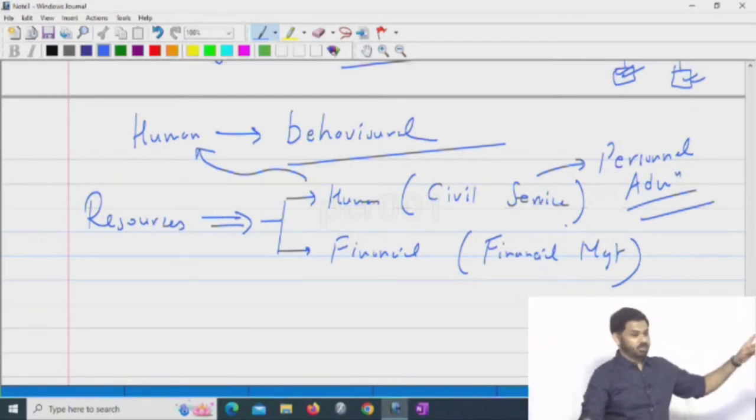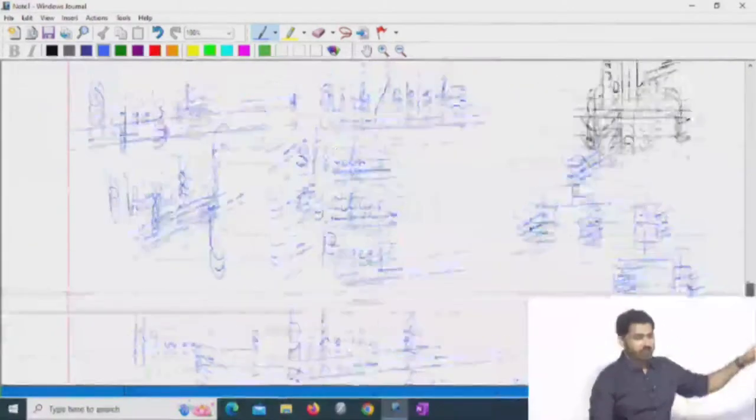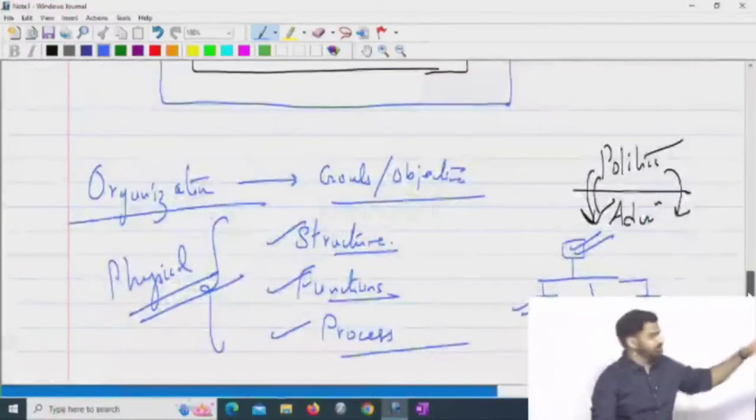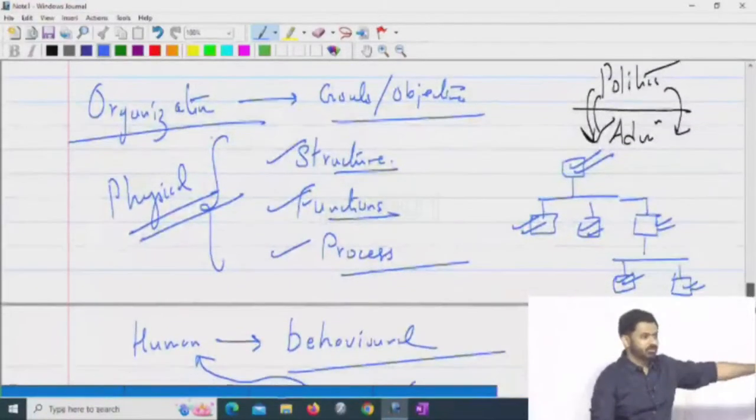Okay. Now, let me give you one example for this. Like Parliament, if you have to study Parliament, don't you focus on these aspects of Parliament?